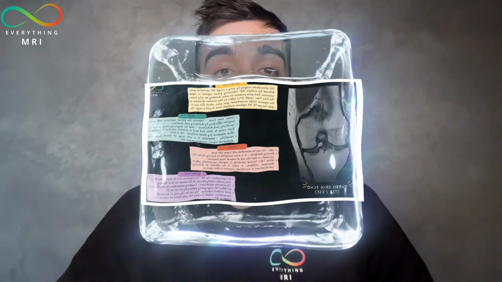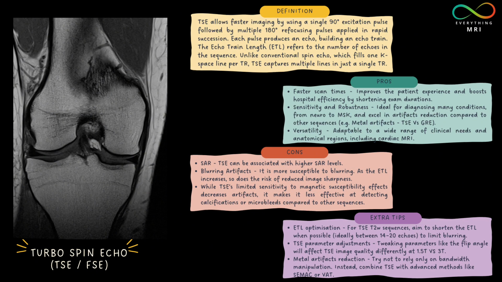To summarize, TSE is probably one of the best tools in our MRI arsenal. It is fast, it is sensitive, it is robust, and this is particularly the case when it comes to metal artifacts. It is also arguably the most versatile sequence out there. But it requires careful balancing, including careful SAR management and echo train length adjustments in order to avoid image blurring, and also knowing when to switch or to include another sequence in the clinical protocol, for instance gradient echo for microbleeds or calcifications.